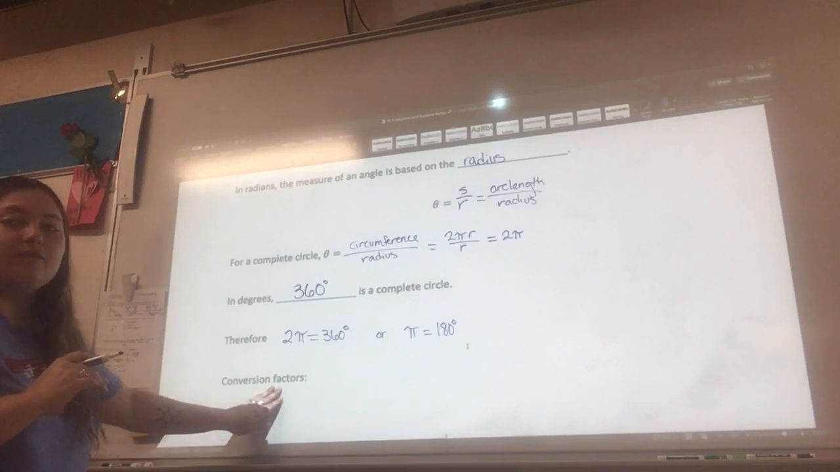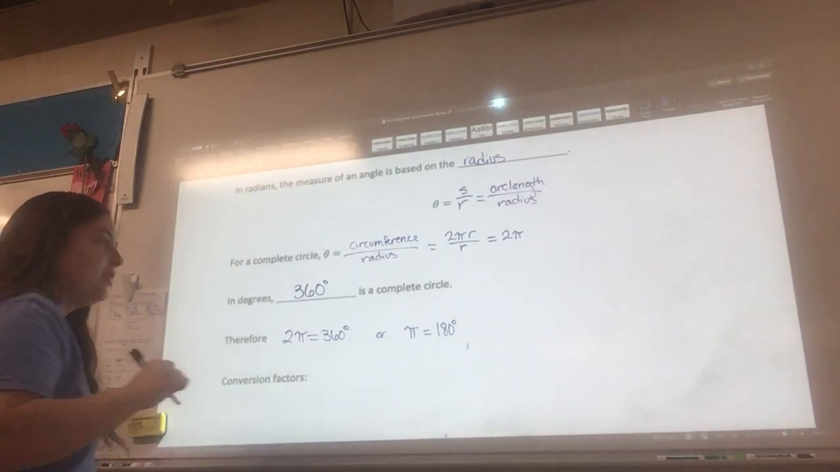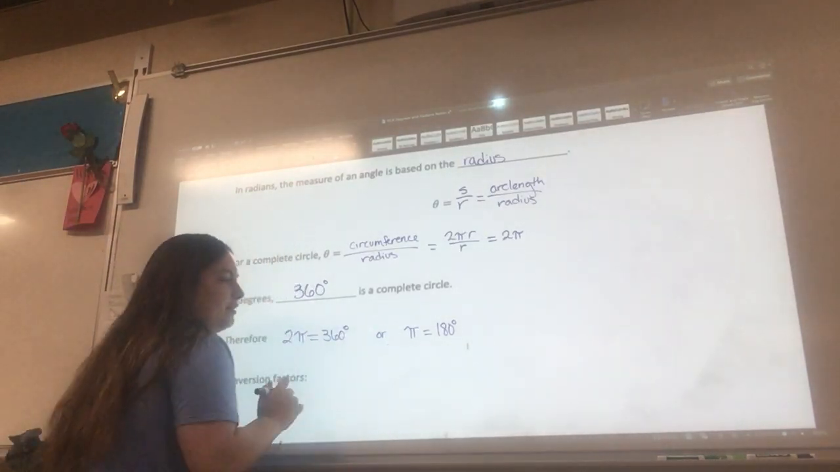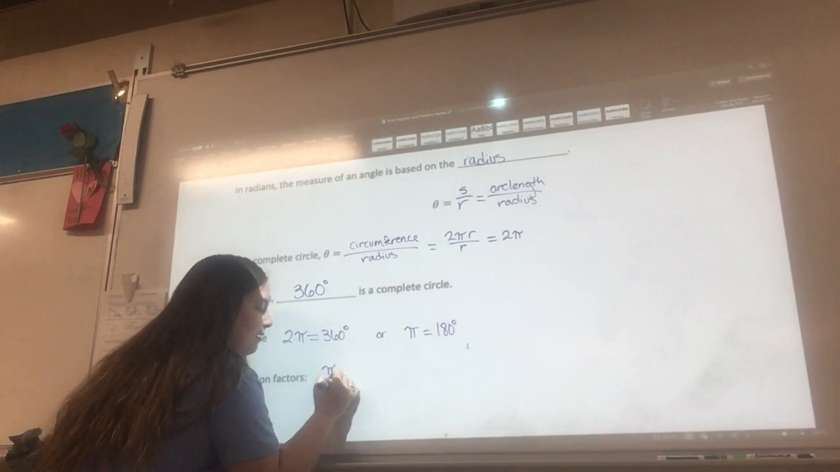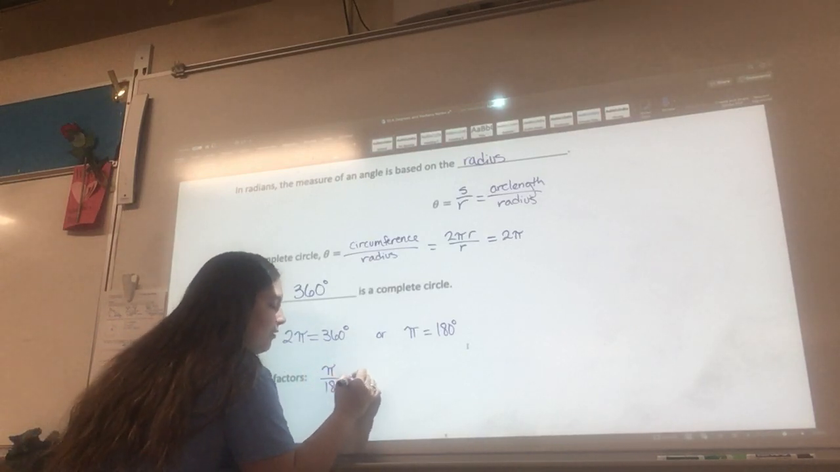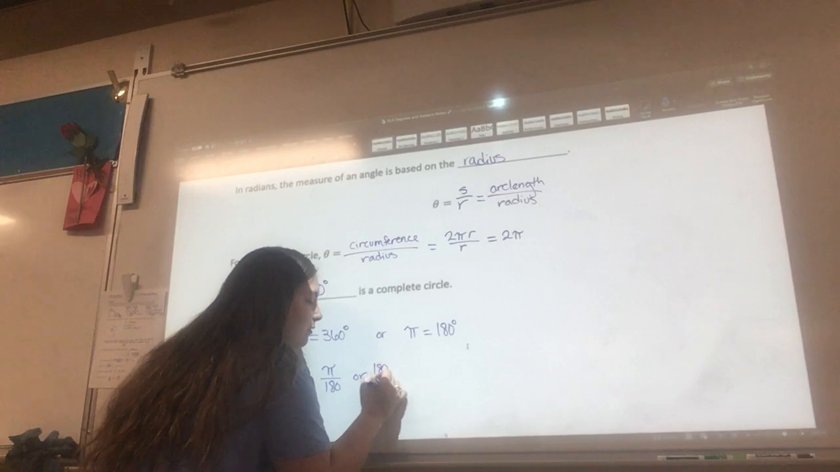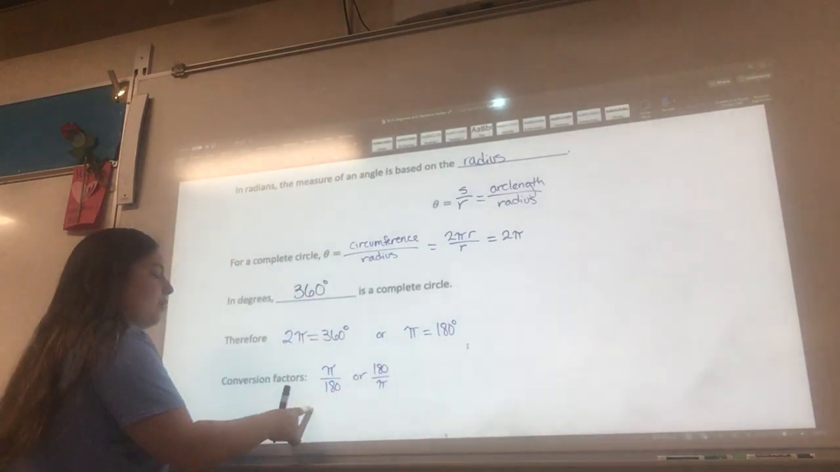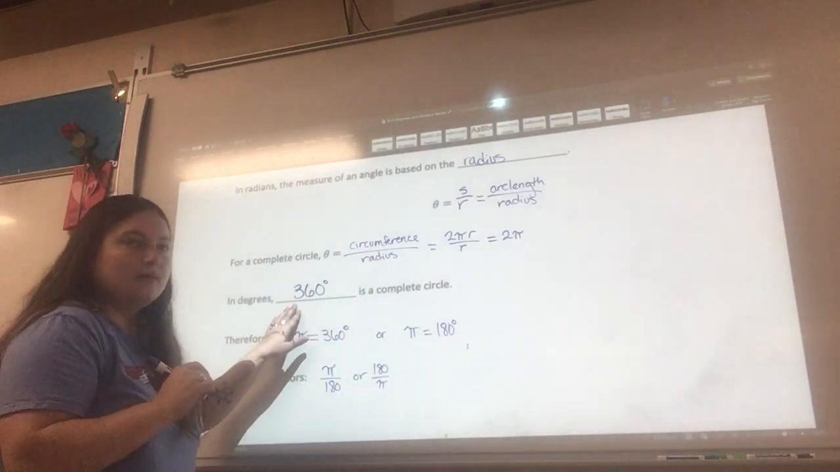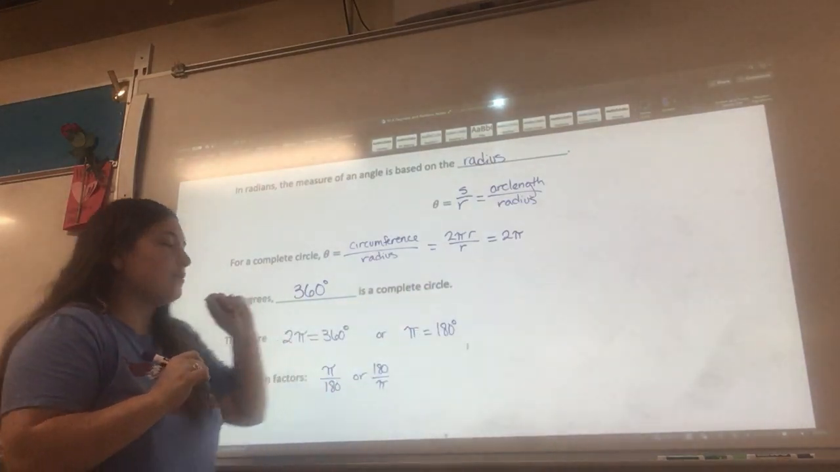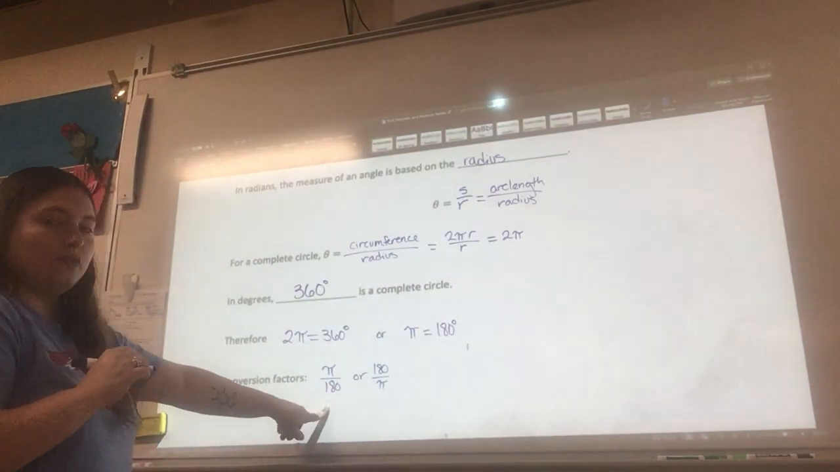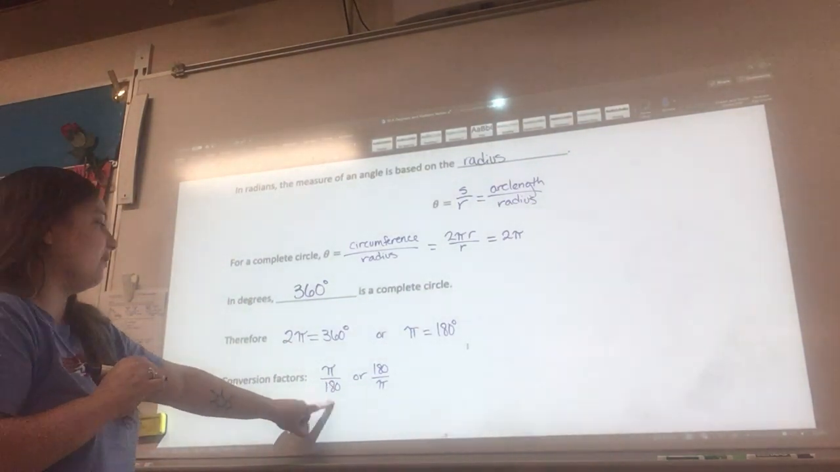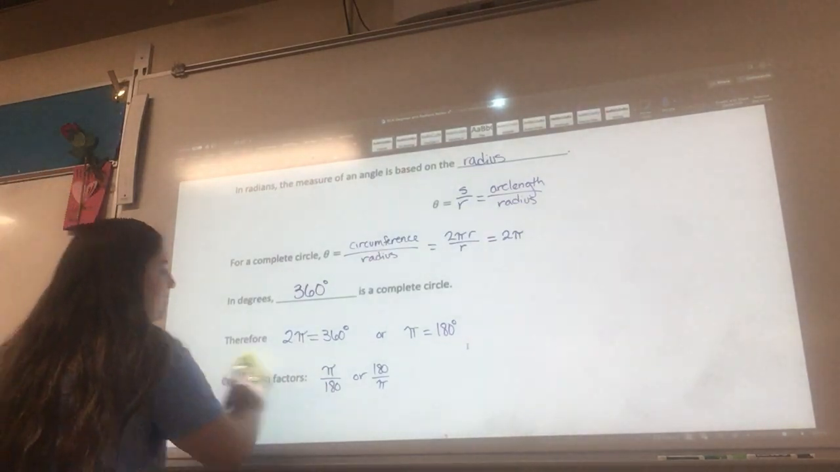This gives us some conversion factors for ratios, because now that we have pi over 180, we can see that pi over 180 or 180 over pi will help us convert between degrees and radians. This is what we're really learning today, and we need to know this conversion factor of pi over 180.